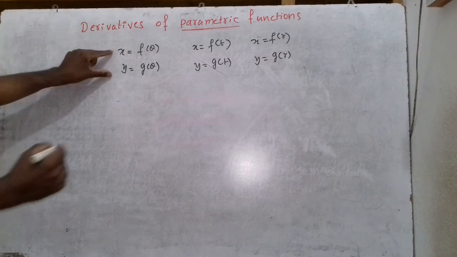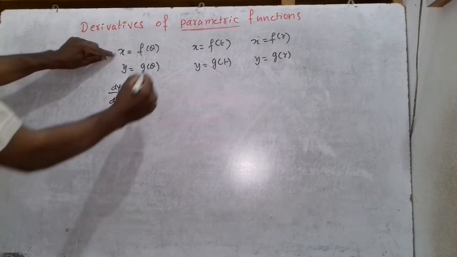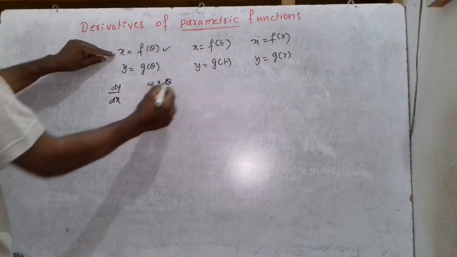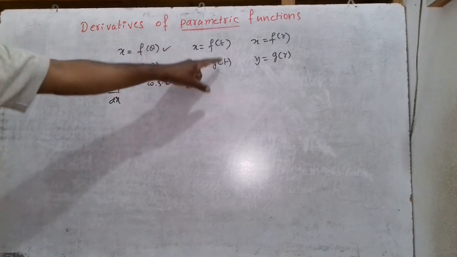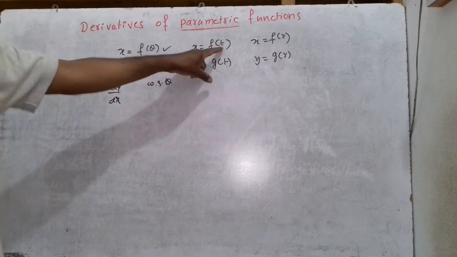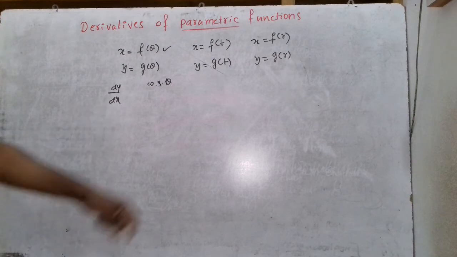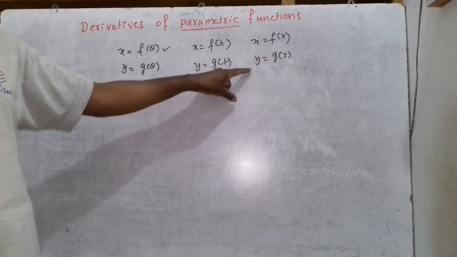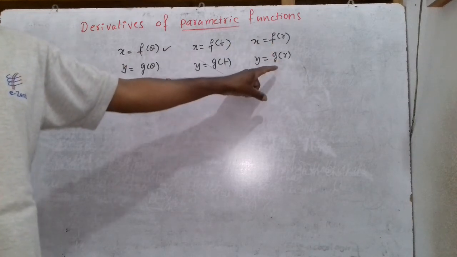So here the common parameter is theta. Therefore, to find dy by dx, differentiate x and y with respect to theta. Here the common parameter is t, therefore differentiate x and y with respect to t and find dy by dx. Similarly, here the common parameter is r, so to find dy by dx we have to differentiate x and y with respect to r.